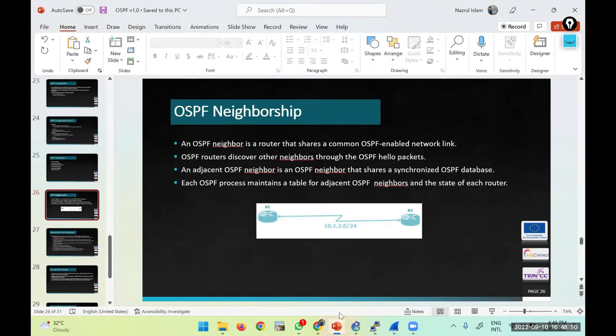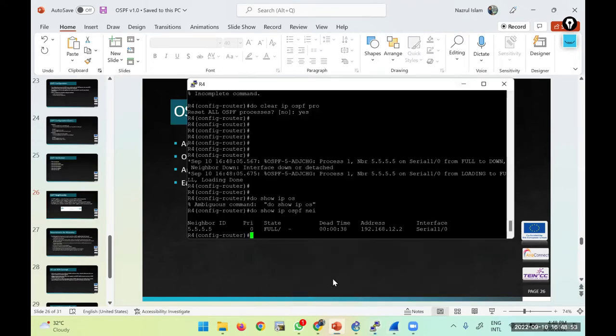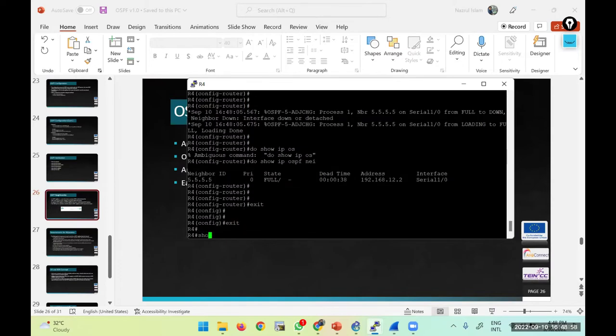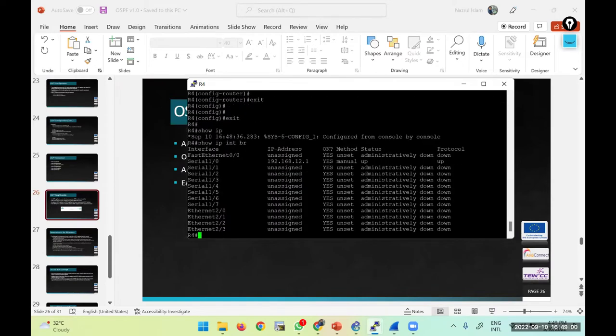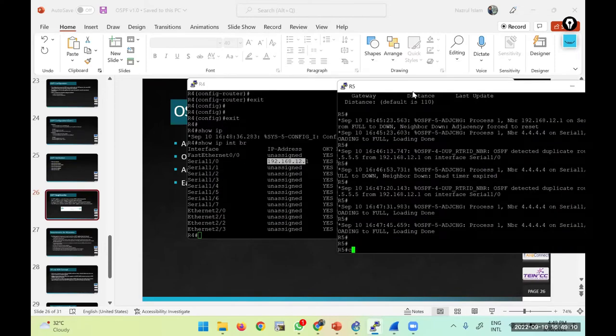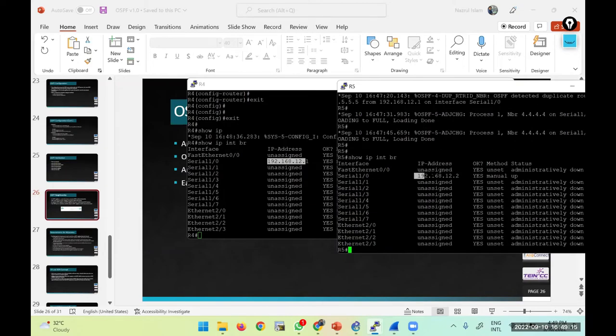Then another thing that we have, we are in the same subnet, right? If we check the IP interface, show IP interface brief. The IP of router 4 is 192.168.12.1, and another one is also in same subnet, like show interface brief. They are all in the same subnet, right? One is one, another one is two. So it's also another criteria for establishing the neighbor adjacency.